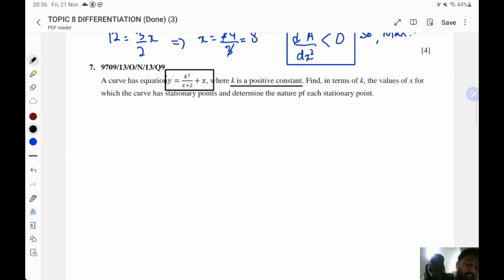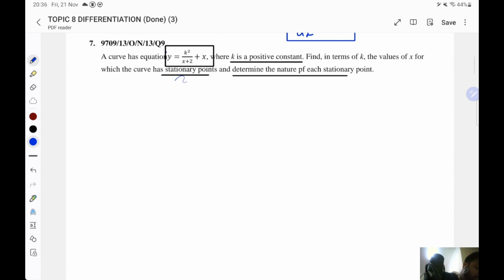Find in terms of k the values of x for which the curve has stationary points. So we are basically interested in the stationary points, and we also need to determine whether the stationary points are going to be maximum or minimum. In order to find the stationary points, we need to find dy over dx, and it has to be equal to 0. So let's find the values first.